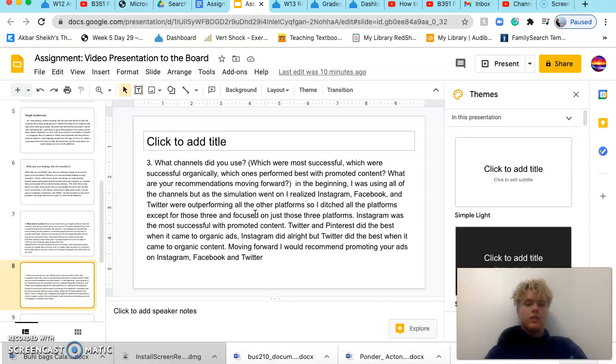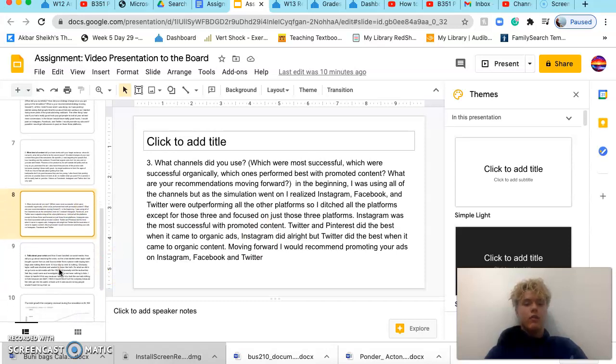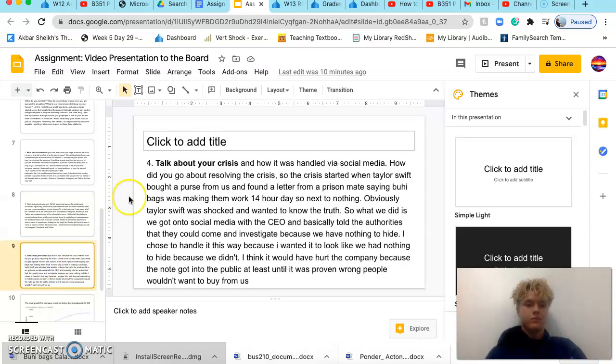Instagram was the best and most successful with promoted content. Twitter and Pinterest did the best when it came to organic ads. Instagram did all right. Twitter was the best when it came to organic content, though. Moving forward, I would recommend promoting your ads on Instagram, Twitter, and Facebook.